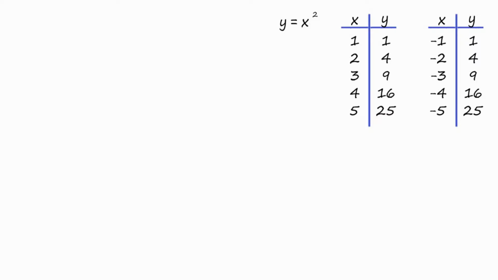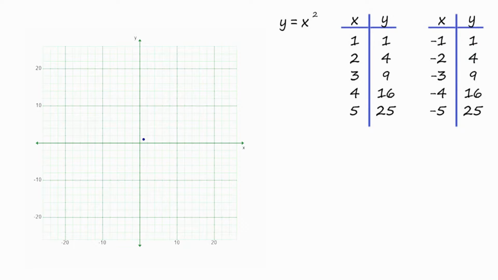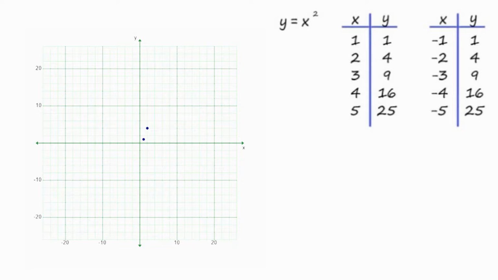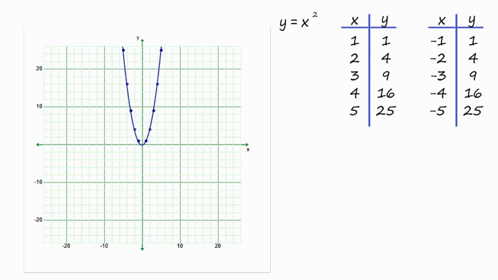Let's take a minute now and graph these so we can see what the graph of the parabola looks like. So let's plot (1, 1) and (2, 4). We have (3, 9), (4, 16), and (5, 25). And going the other way, (-1, 1), (-2, 4), (-3, 9), (-4, 16), and (-5, 25), and draw our line. And that's our line for y equals positive x squared.